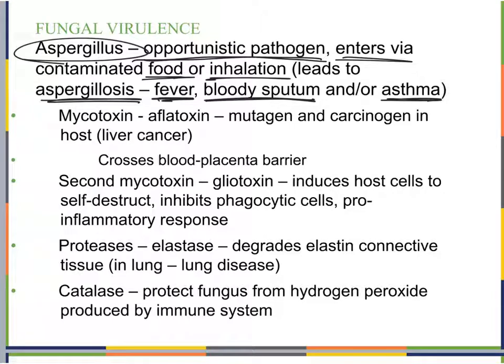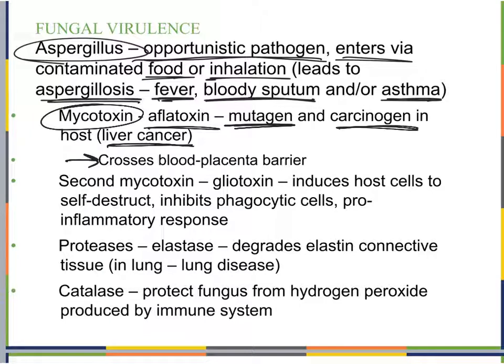So Aspergillus also produces mycotoxin. Its mycotoxin is called aflatoxin, and this is a mutagen, which means it can cause mutations in the host cells. It's also a carcinogen in the host, so it can cause cancer, and oftentimes it will cause liver cancer. So if somebody has aspergillosis and it starts to produce that aflatoxin, it can actually cause liver cancer because it's a carcinogen, and then other mutations. So sometimes mutations do lead to cancer, but sometimes it's just mutations.